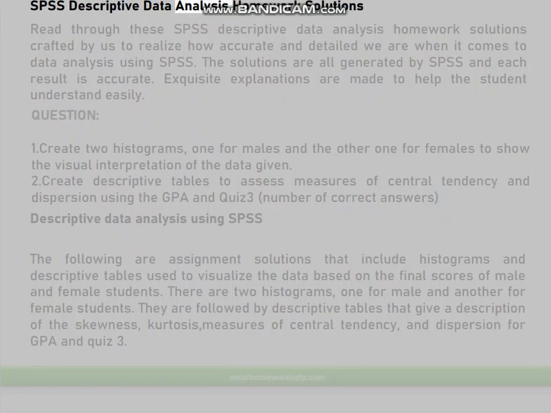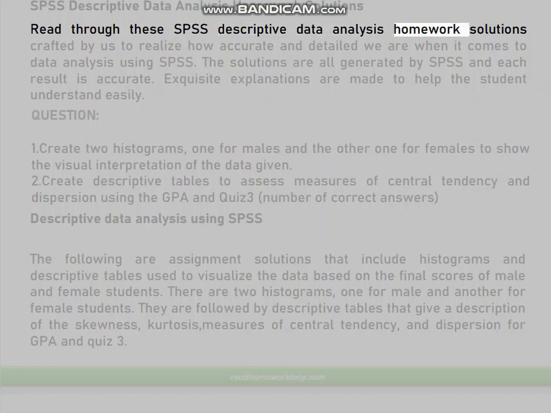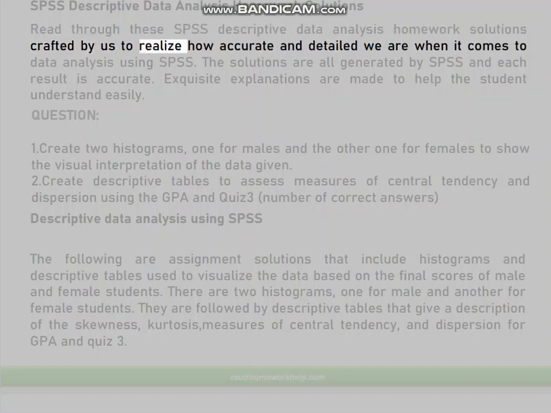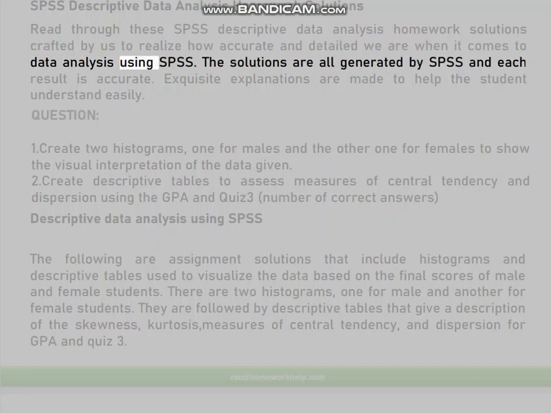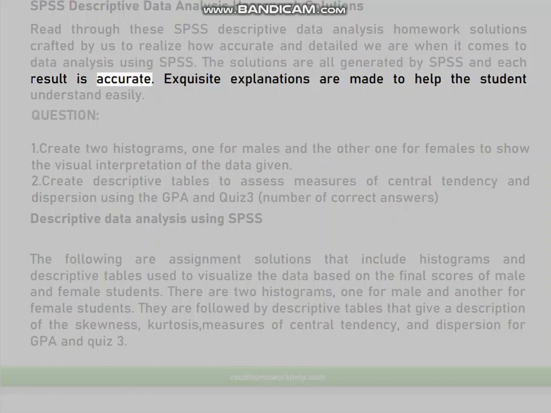SPSS Descriptive Data Analysis Homework Solutions. Read through these SPSS Descriptive Data Analysis homework solutions crafted by us to realize how accurate and detailed we are when it comes to data analysis using SPSS. The solutions are all generated by SPSS and each result is accurate. Exquisite explanations are made to help the student understand easily.